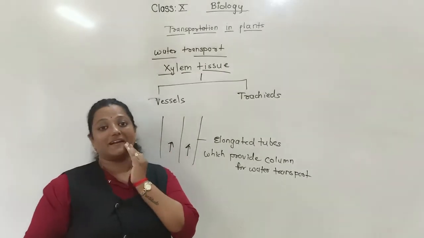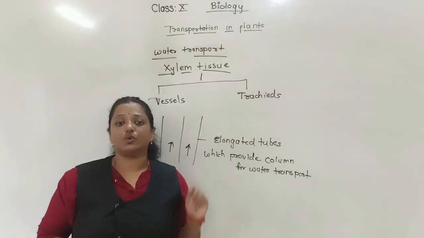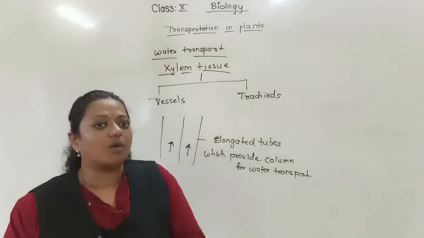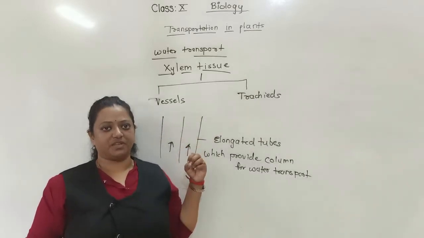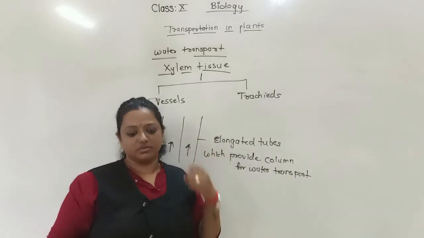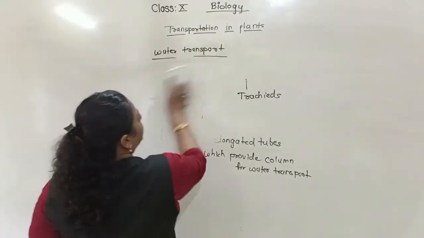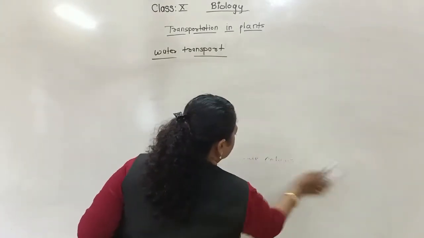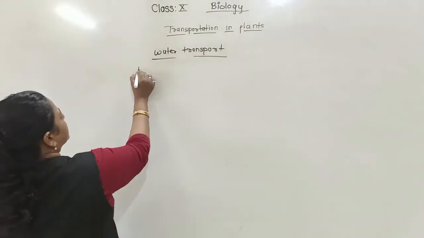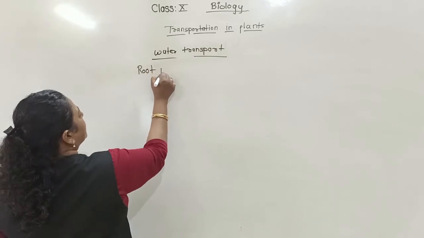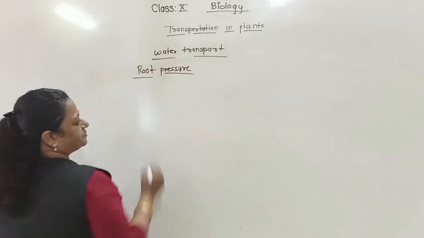But which two theories do plants utilize to absorb water? There are mainly two theories through which plants absorb water. What are those? The first is root pressure. Now, what is meant by root pressure?